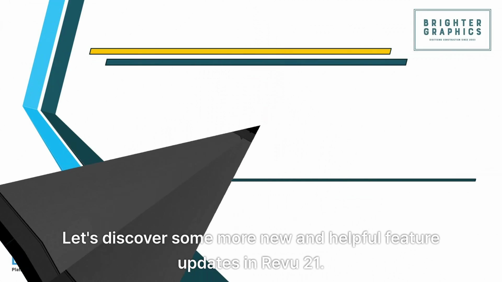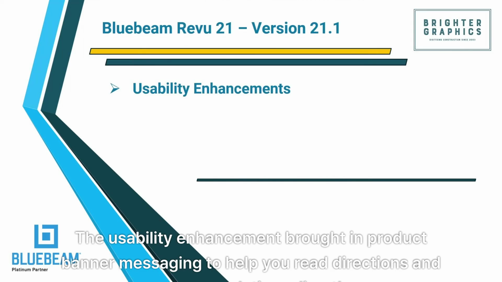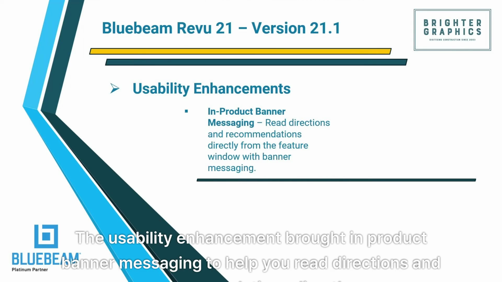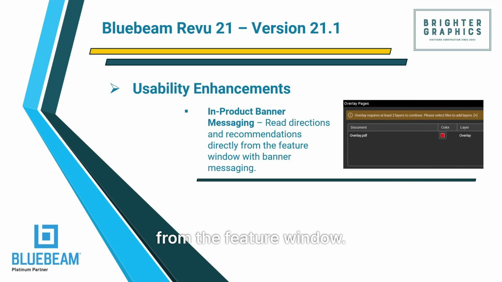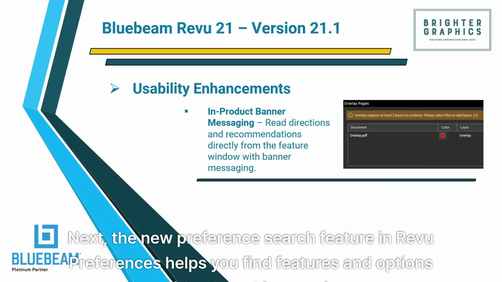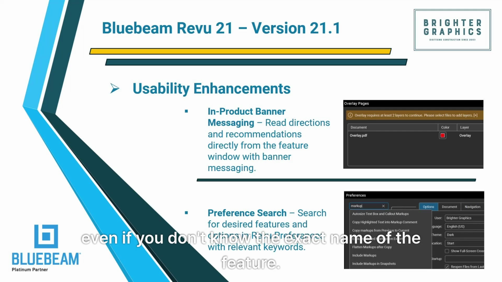Let's discover some more new and helpful feature updates in Revu 21. The usability enhancement brought in product banner messaging to help you read directions and recommendations directly from the feature window. Next, the new preference search feature in Revu Preferences helps you find features and options with relevant keywords, even if you don't know the exact name of the feature.